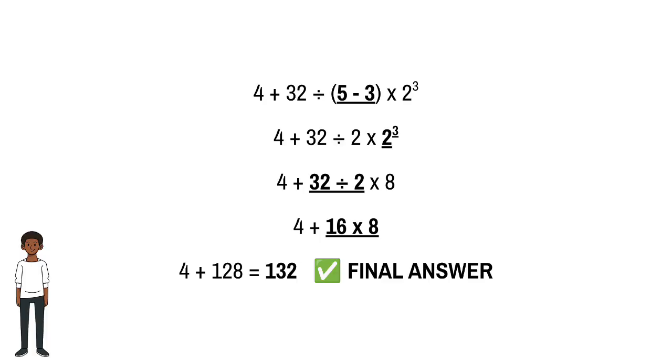Step 4: Multiply next. 16 × 8 equals 128. Step 5: Finally, add 4 plus 128 to get 132. The correct answer is 132.